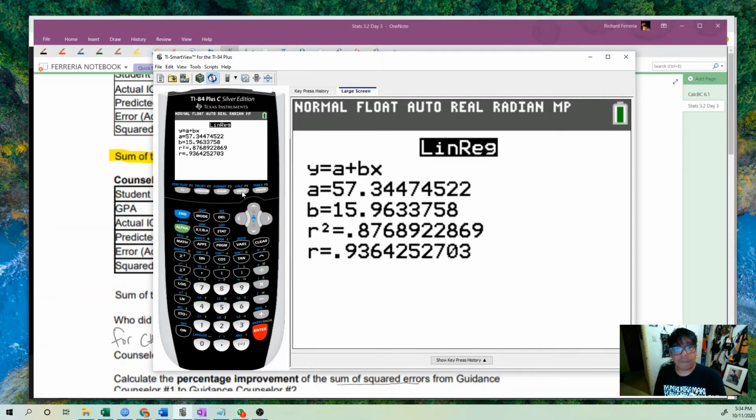Great. So if our regression line is y equals a plus bx, then the value of a is 57.34, just like they said in the AP Stats class. The value of b is 15.96, which is close to the 16 that they were using in the AP Stats class. And then these next two numbers are the numbers that we came up with because we did our diagnostic on. We got an r squared of 0.876 and an r of 0.936.